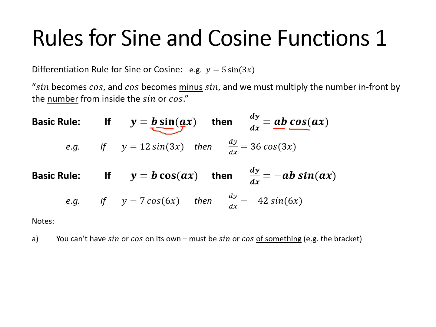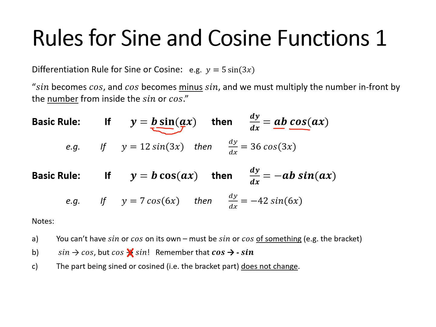Now there's a few things you need to remember. First of all, I know this is probably obvious anyway, but you should never have sine of nothing or cos of nothing on its own. That doesn't make any sense. It's like square root. You need to have square root of something. The second thing is sine becomes cos, but when you differentiate, cos does not become sine. Cos becomes minus sine, and that's a very important thing to remember.